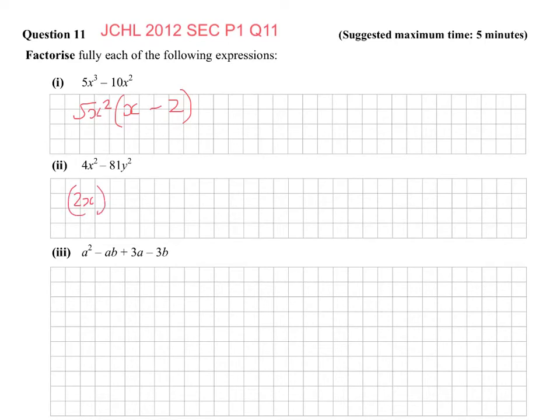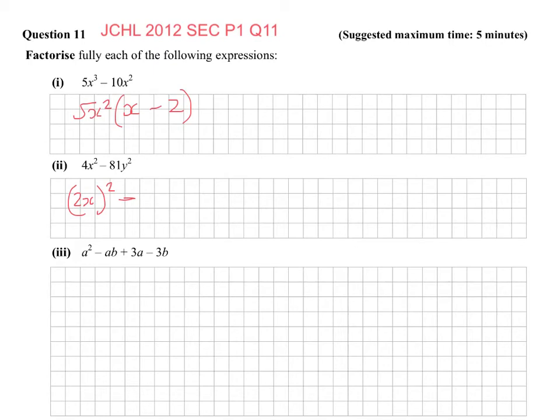2x all squared. Now, where did I get that from? Well, I'm looking at 4x squared and asking what's the square root of that, and then I just square it. The square root of 4 is 2, and the square root of x squared is x. And likewise, for the minus 81y squared, we just leave the minus in there, and we're just going to concentrate on 81y squared.